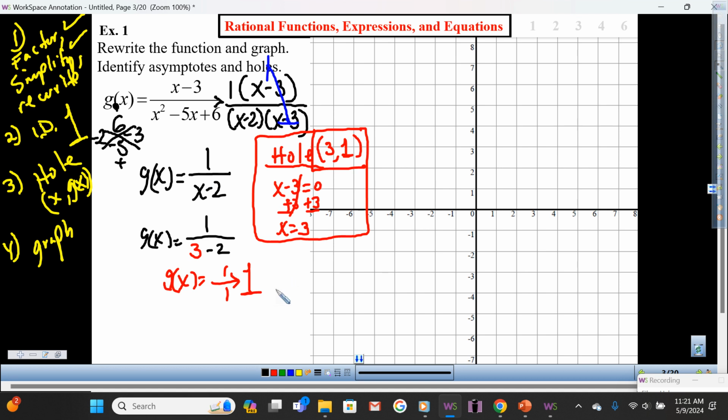I'm going to bring this over here. G of x equals 1 over x minus 2. So that means we need a VA. X equals, tell your neighbor what the VA is. What is our VA? Bree. 2 is correct. So let's label that here. Let's show our VA right there. There it is.